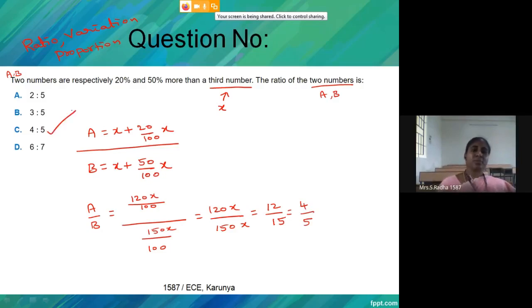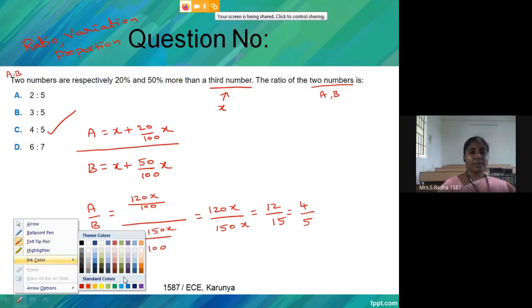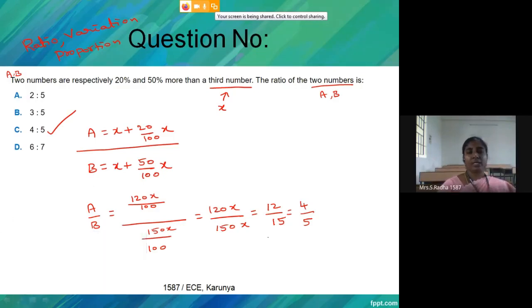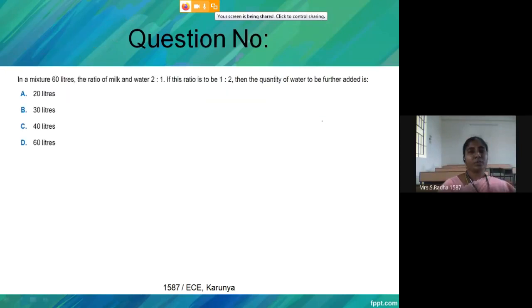We are assuming the third number as x. Now you write the first two numbers as given, 20% and 50% more than the third number, and then we get the ratio of the two numbers. Okay. Now I am going to the next problem.